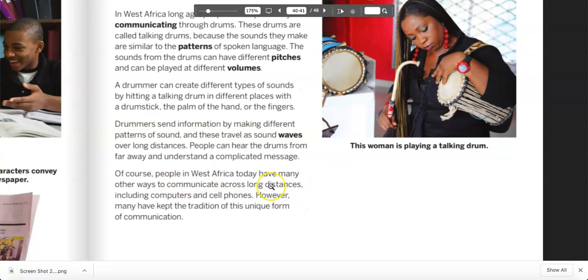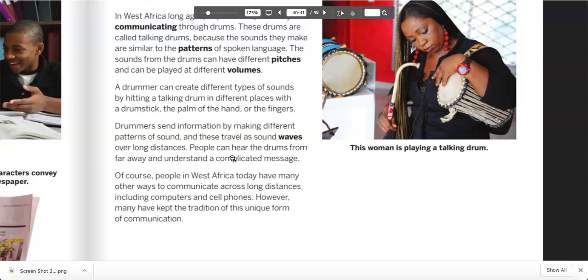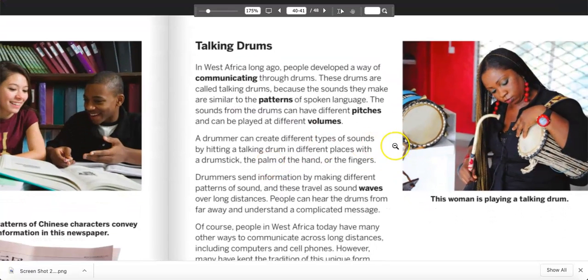Of course, people in West Africa today have many other ways to communicate across long distances, including computers and cell phones. However, many have kept the tradition of this unique form of communication. So if you're like me, you're thinking drums were more of a musical instrument, used to create beats and entertainment in Africa, but I didn't realize that drums could actually create patterns to communicate and send messages to one another too. So that's some cool new information.